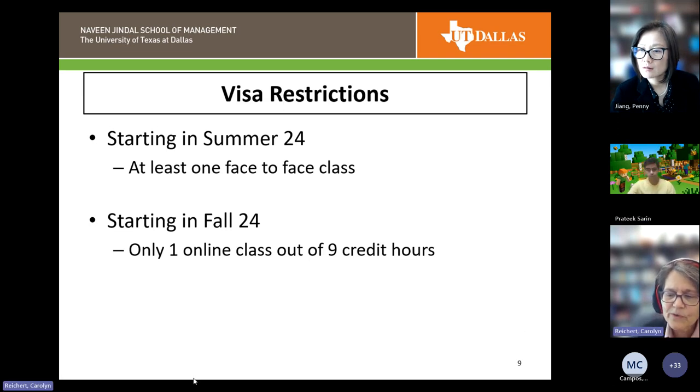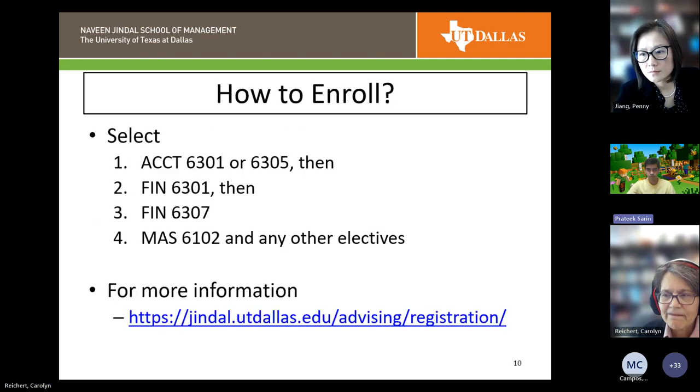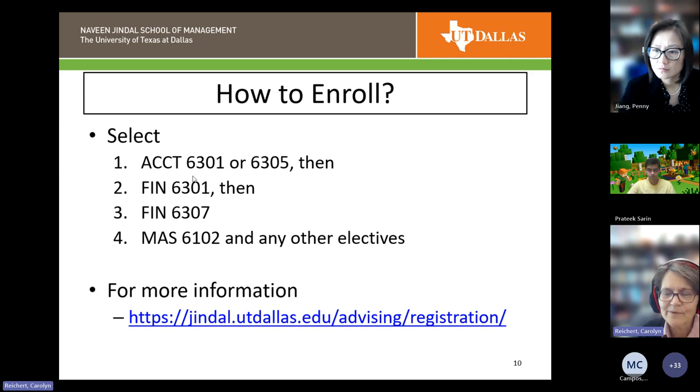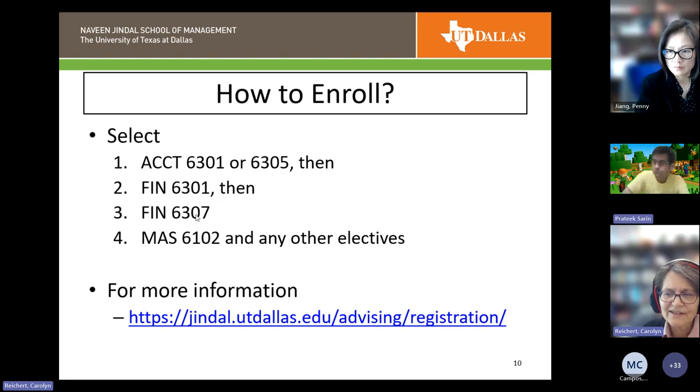And so, yeah, if you want more than 12 credits, my understanding is you just need to contact graduate advising because the system won't let you in there. So when you go to enroll, you want to pick your accounting class. I put 6301 or 6305 because that's what most students take, but you pick it first. Then you pick the finance section, then Finance 6307. And you need to kind of chain them because you need the accounting for the FIN. You need the FIN 6301 for 6307. And again, the advising registration link is down there.